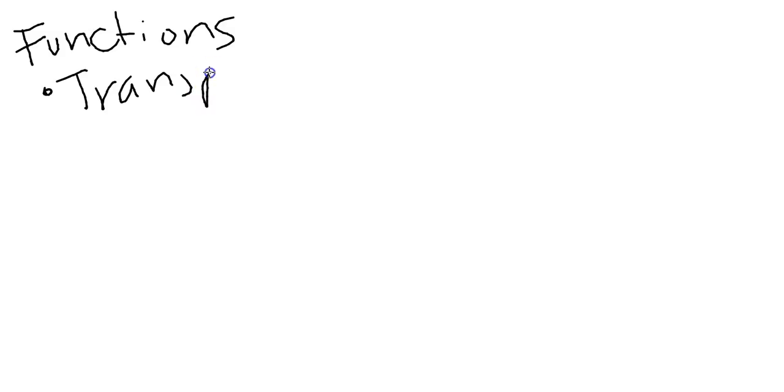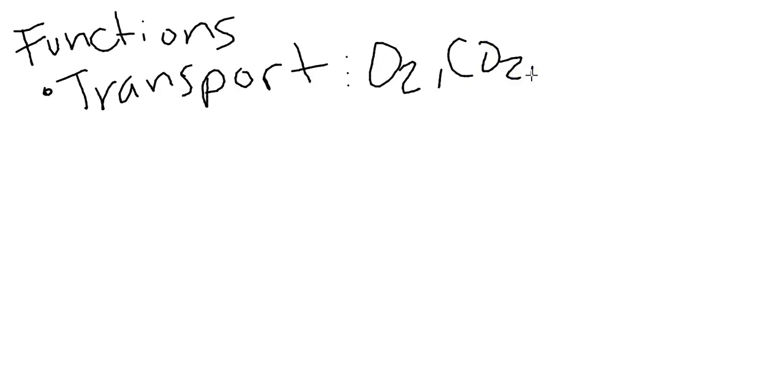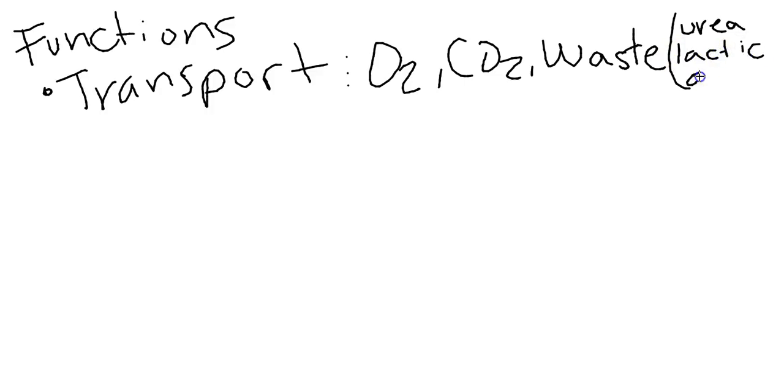Alright, so the first thing that we're going to cover is the functions of blood. Its primary function is to transport. So it's going to carry things all over the body. One of the more obvious things is going to be oxygen. It's also going to transport carbon dioxide, which is a waste, but it's also going to transport other wastes such as urea, which I recognize as a component of pee, and also lactic acid, which is a byproduct of fermentation in your muscles when you run out of oxygen.